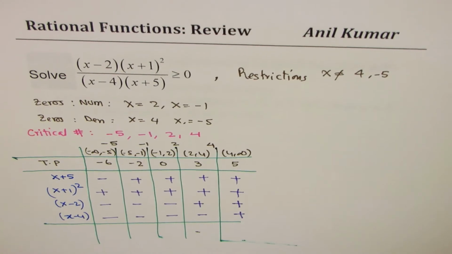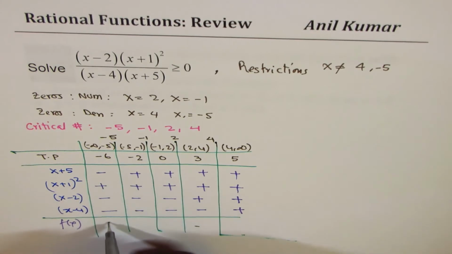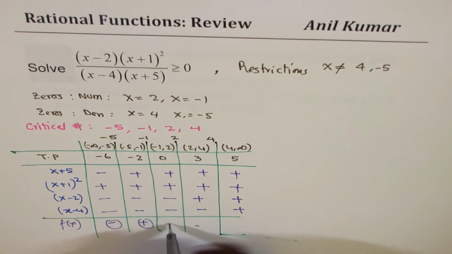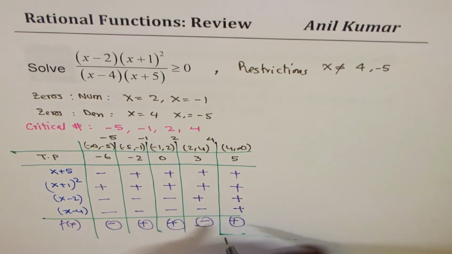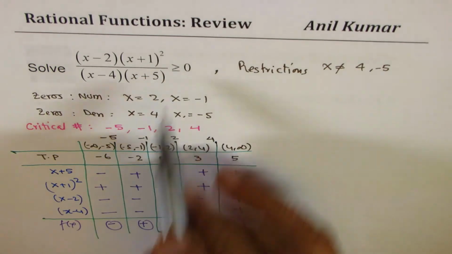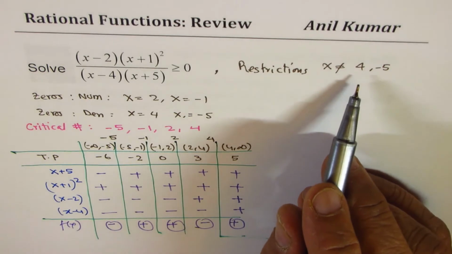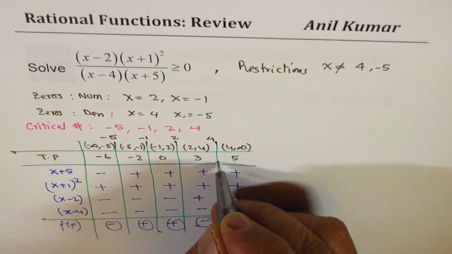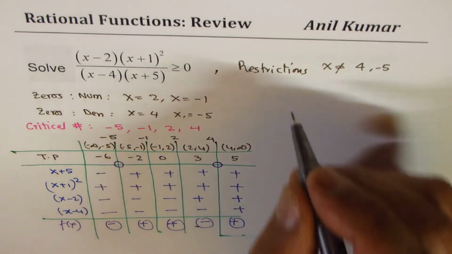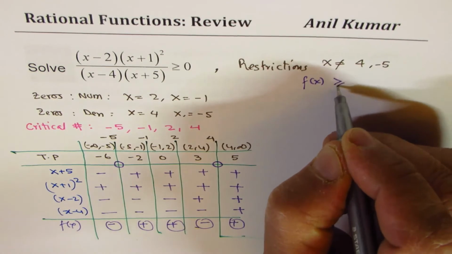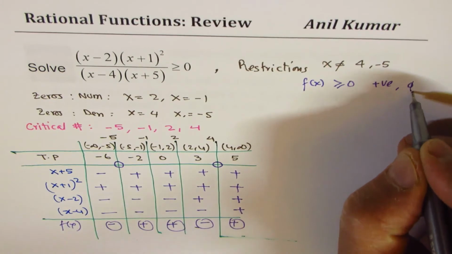Correct? Now, if I multiply all this, that is our function f of x: 3 negatives means a negative, 2 negatives means a positive, 2 negatives means a positive, 1 negative means a negative, all positives means a positive. Do you see that? So, we are looking for greater than or equal to 0 this time. Since we have these restrictions, 4 and -5, we cannot include these. We are looking for wherever the function is greater than or equal to 0, that means positive or 0. Is that okay? Positive or 0.